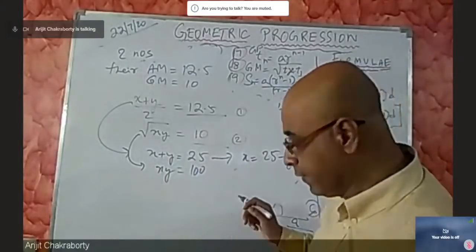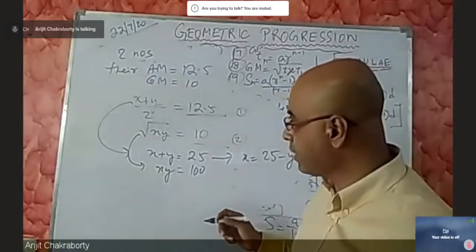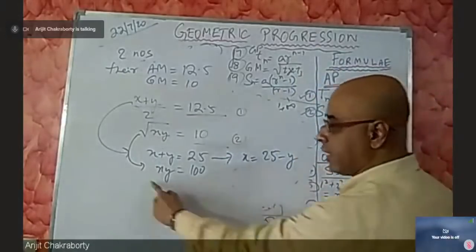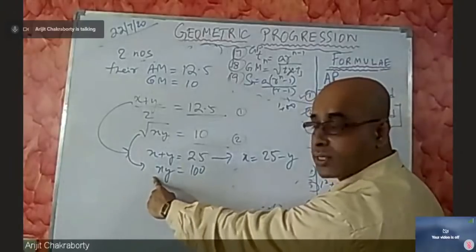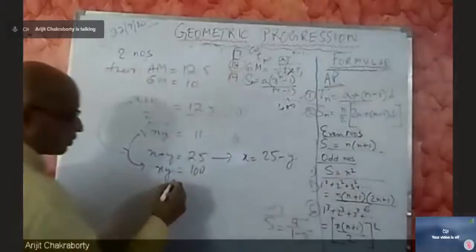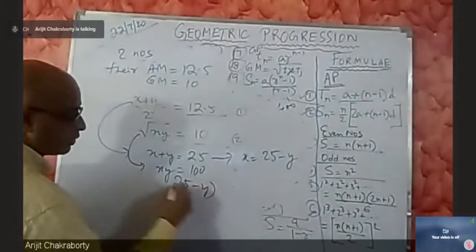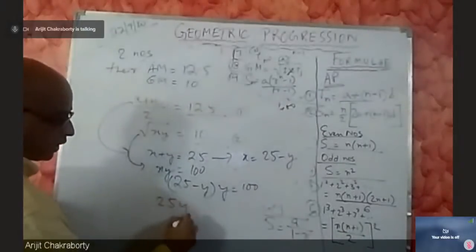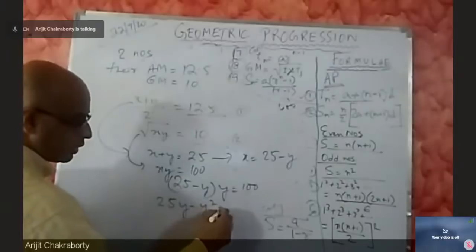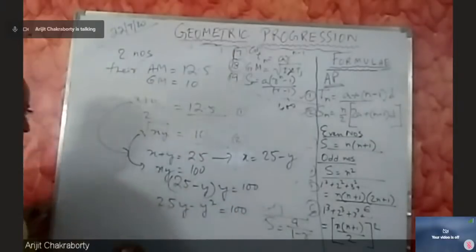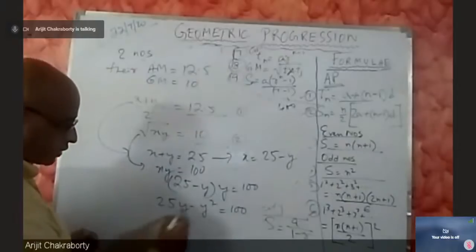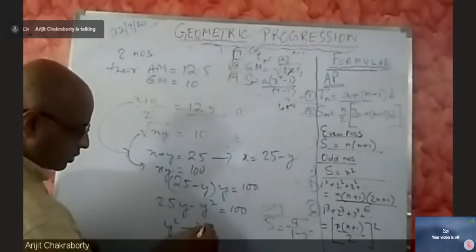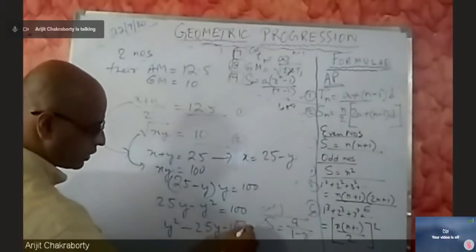Okay? Following? I hope you are following. All there? Okay. So you have X equal to 25 minus Y. Put this value here. Instead of X, I write 25 minus Y multiplied by Y gives me 100. So this is 25Y minus Y square equal to 100. If you simplify it, it takes the form of a quadratic equation. You get Y square minus 25Y minus 100 equal to 0.